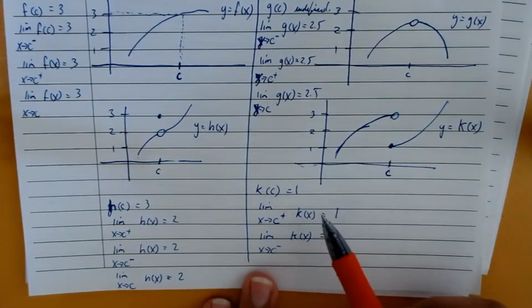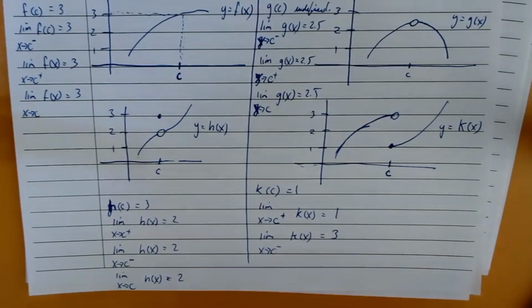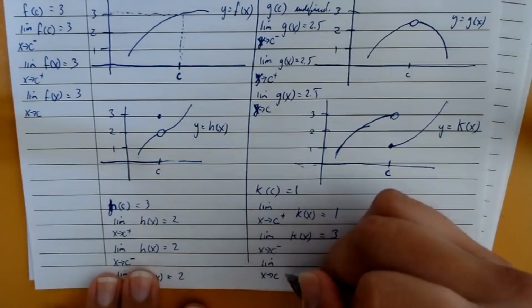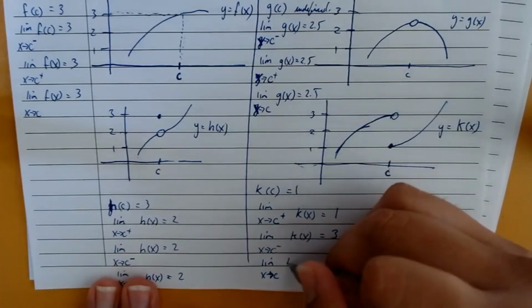Notice here that the one-sided limits are different from each other. From the right and from the left, I do not get the same value. They do not agree. So that means that overall, the limit as x approaches c, not from the left or from the right, but overall, does not exist.